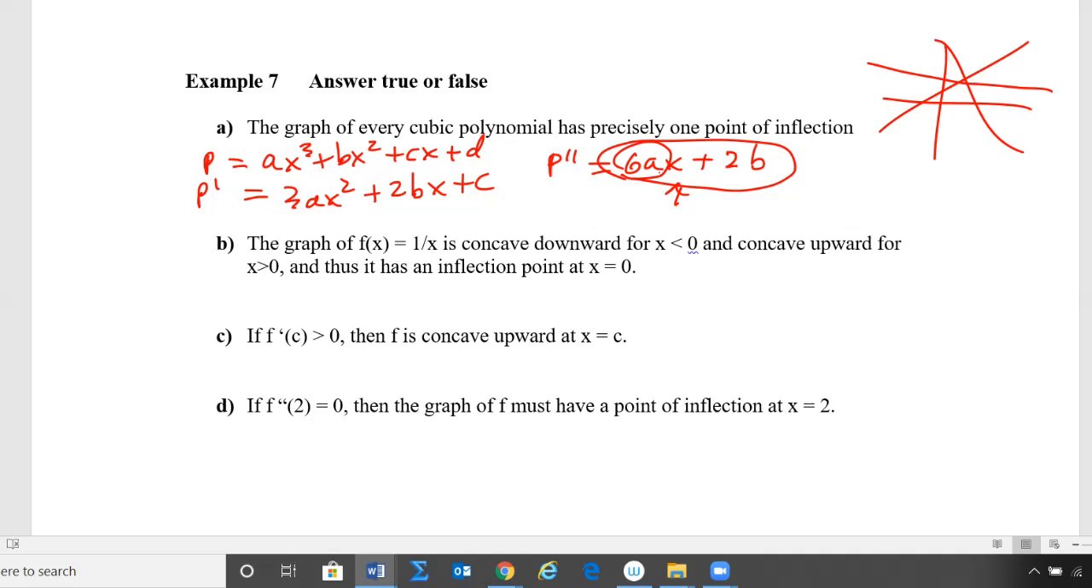Oh, it has a slope, but not 0. So it would have one. Wherever this line crosses the x-axis, that would give us our inflection point. So yes, it is true.